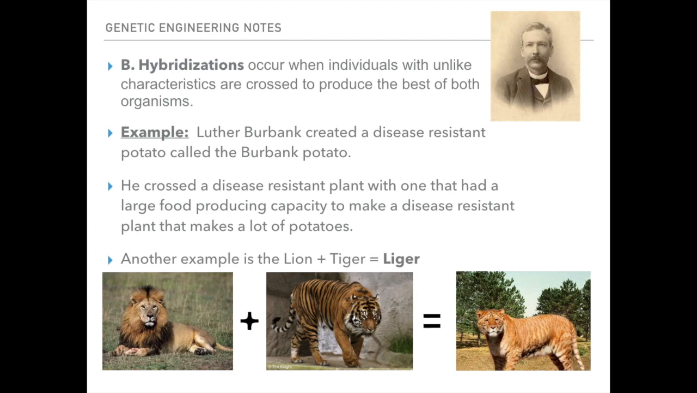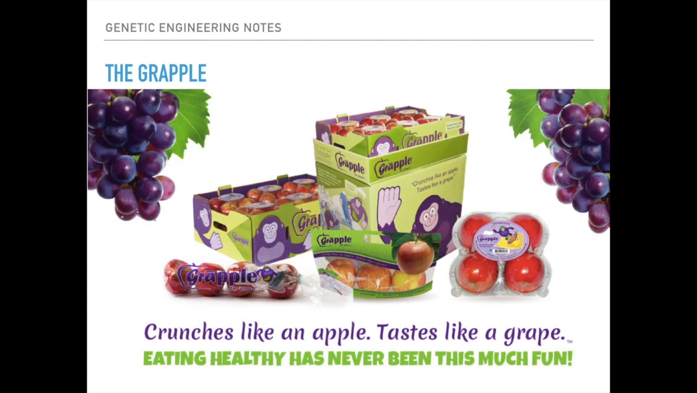Another example would be the lion and tiger. It creates the liger. Okay, mating together, the apple and the grape.